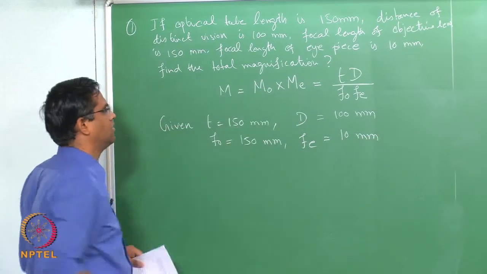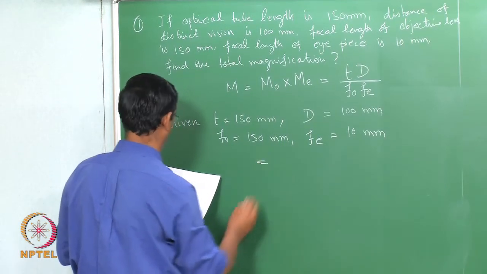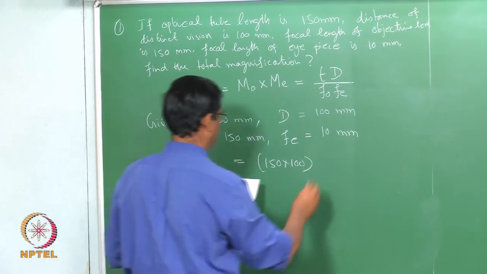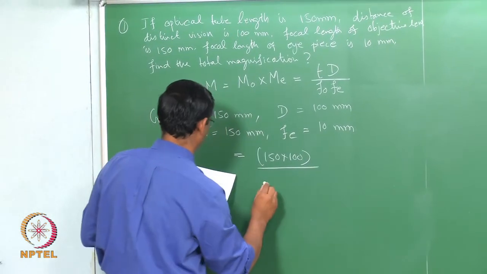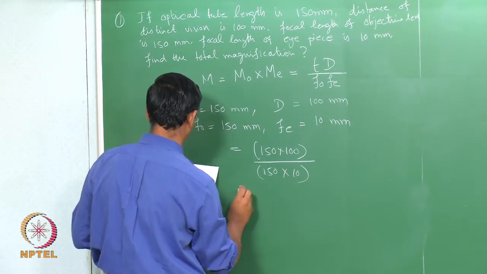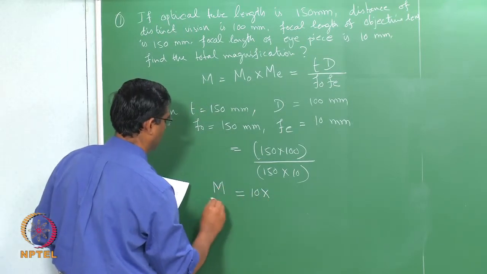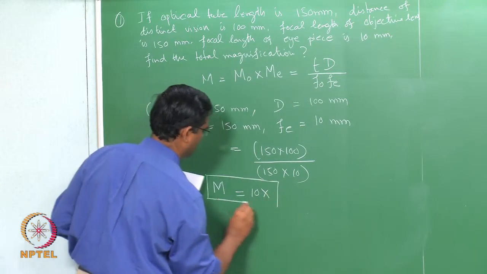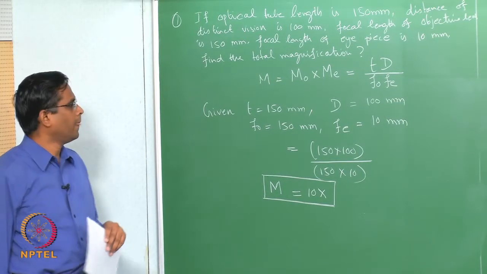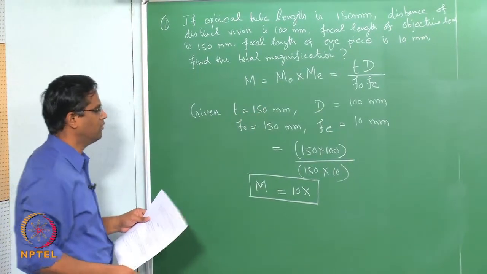So you simply substitute this and then you get the total magnification, around 10x. So this is one simple problem to find the application of this relation. So we will move on to the next problem.